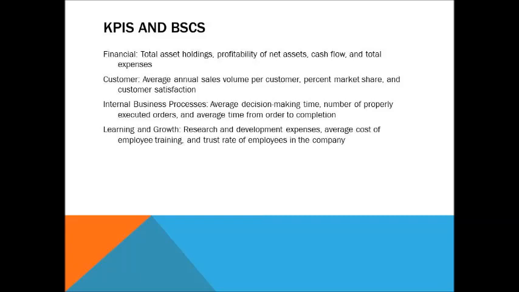Now if I come over to the internal business processes, here it is basically more of the average decision making time, number of properly executed orders, and the average time taken to complete a particular project from the time the order was placed. So we can see that internal business processes were being indicated in terms of time measurement.